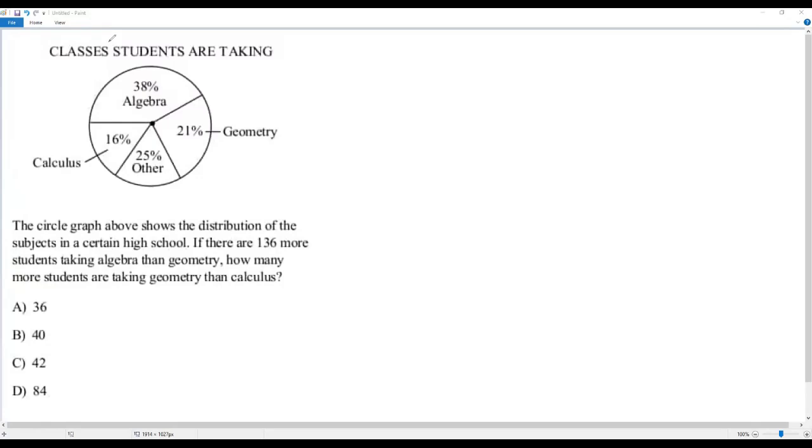Here we have a SAT math problem. Okay, let's go to the question. The circle graph above shows the distribution of the subjects in a certain high school. If there are 136 more students taking algebra than geometry, how many more students are taking geometry than calculus?